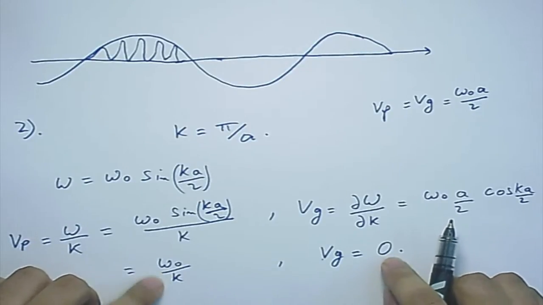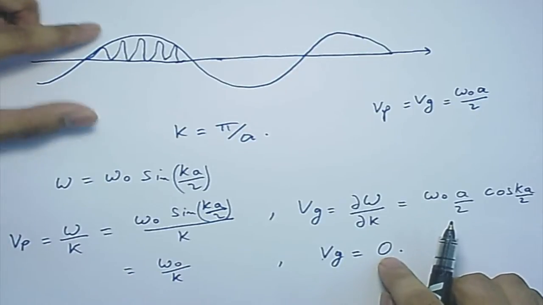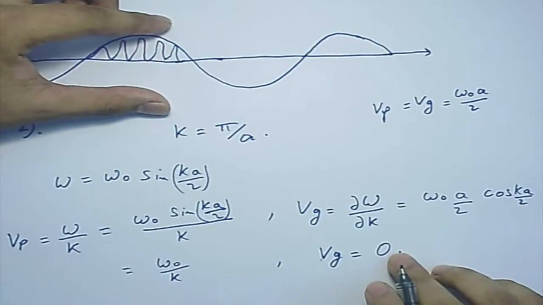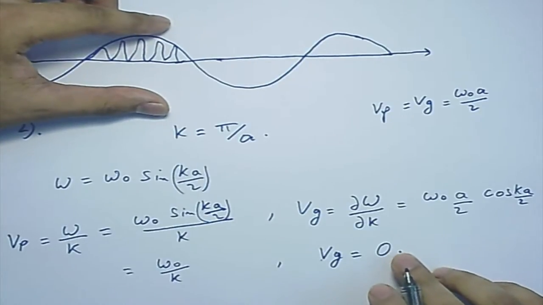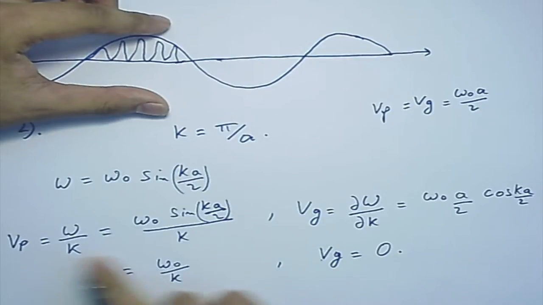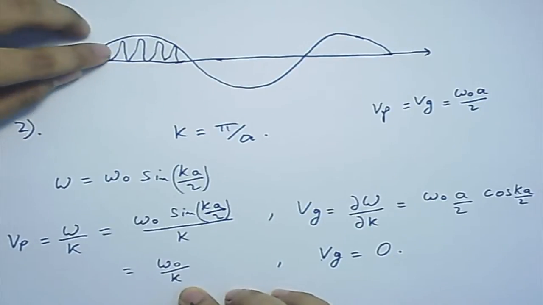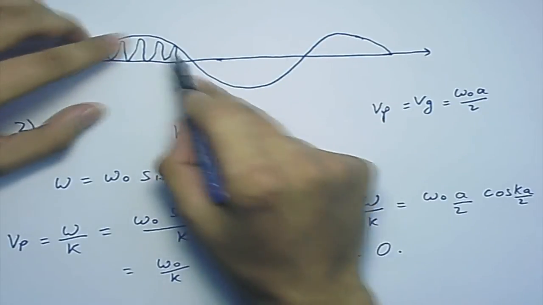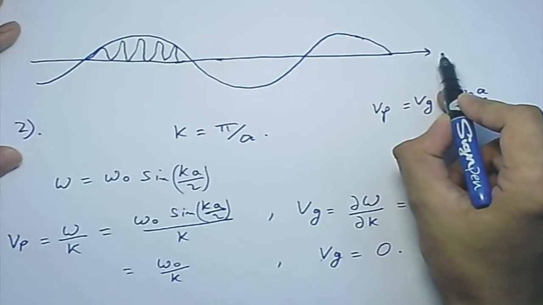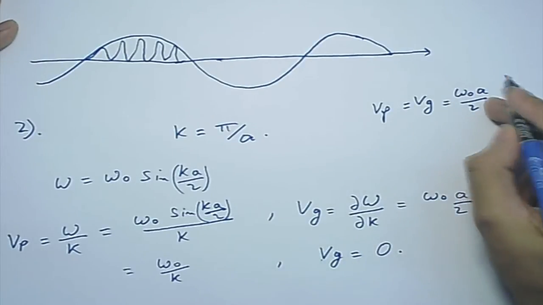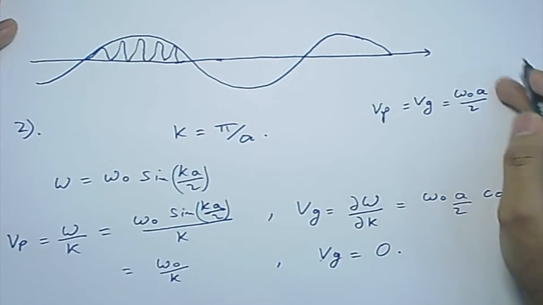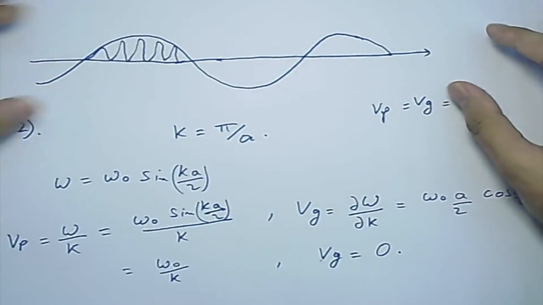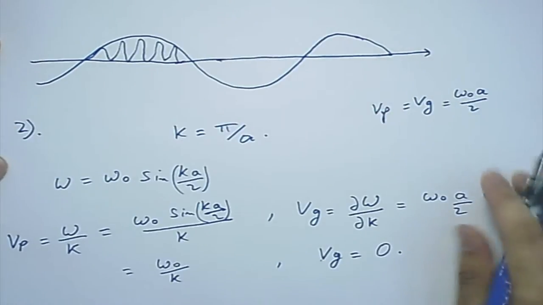So this also implies that the wave packet does not move at all, because the group velocity is given as 0. Whereas the phase velocity is non-zero, that means the internal waves, the waves in between each group, would be moving and propagating through space and time. Whereas in the earlier case, we saw that both of them moved at the same speed, and so the entire wave moved together in space.